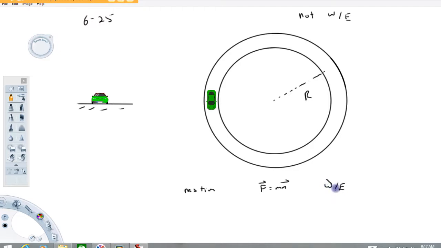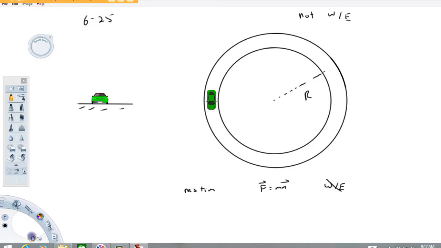So this is not a work energy problem because there are no changes in kinetic energy mentioned, there's no heights, there's no anything like that. It's also not really a problem about motion. It doesn't say anything about the car moving a certain distance in a certain time or anything like that. There's just no motion variables mentioned. So this is going to default to Newton's second law, which means you need a free body diagram.